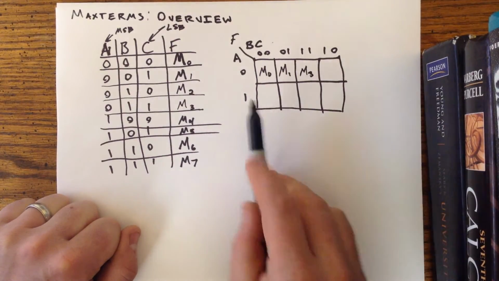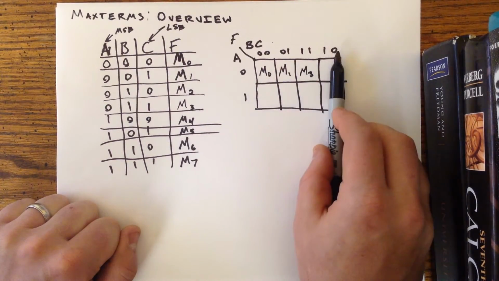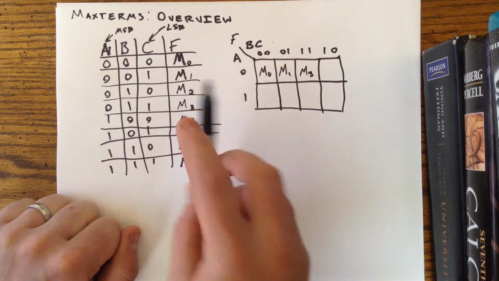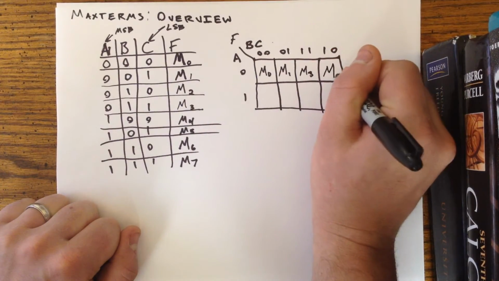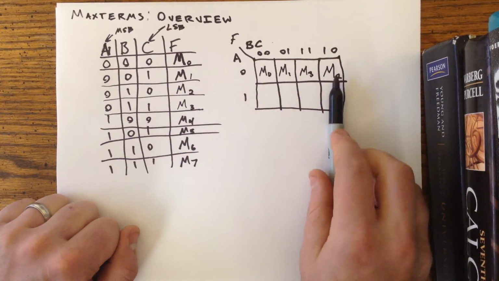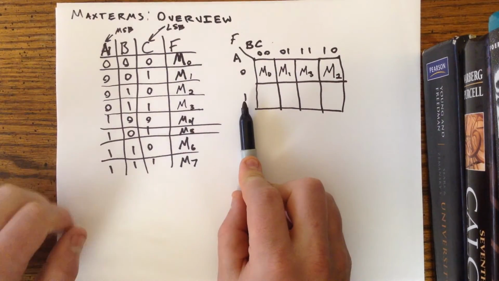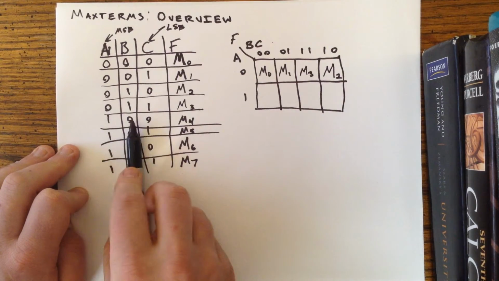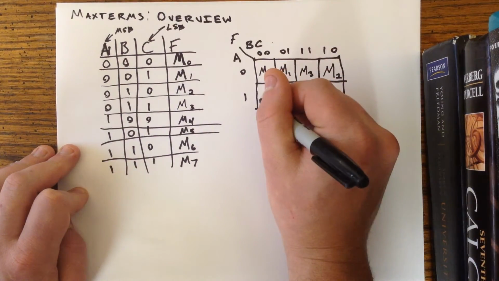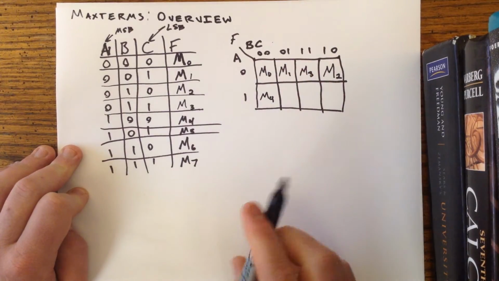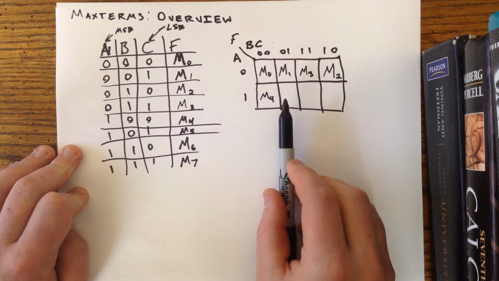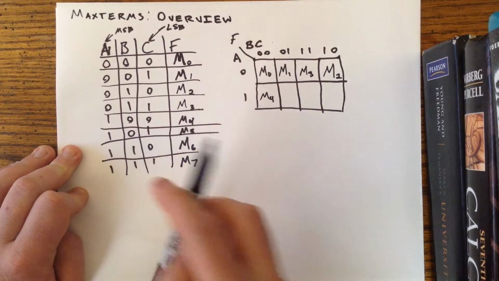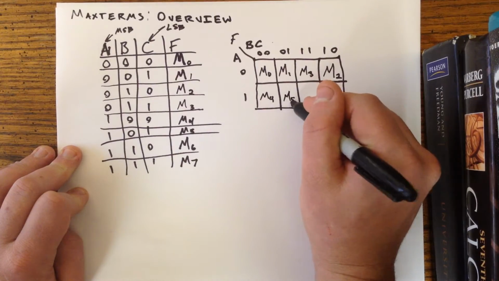So let's do this next one. 0, 1, 0. See how that's max term 2. So we're going to label that one max term 2. Now let's go to the next column. A is a 1 now. So 1, 0, 0. That means that this one right here is max term 4. Now 1, 0, 1. That would be max term 5.